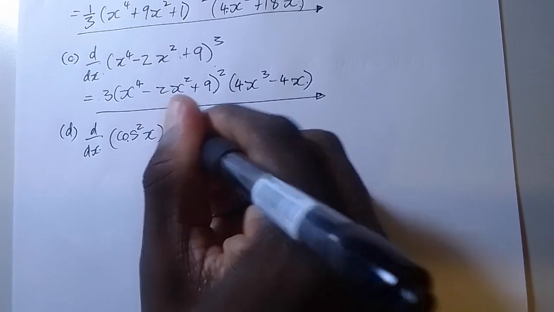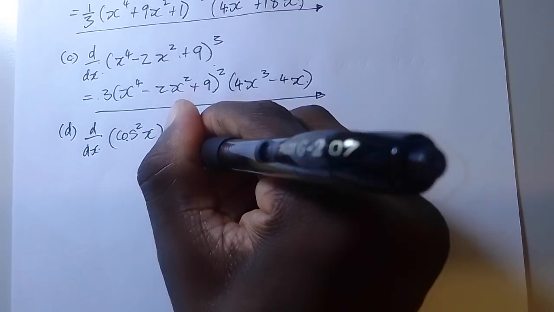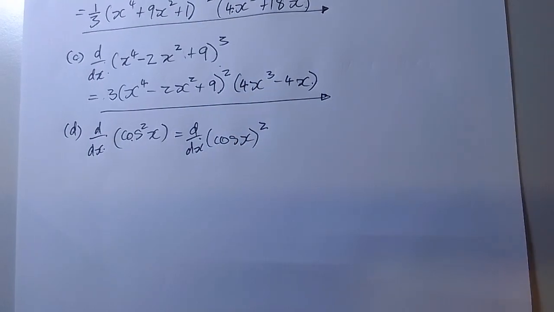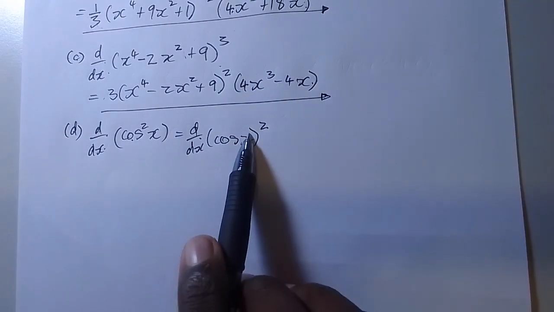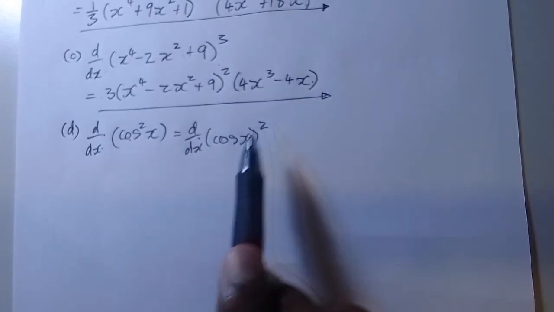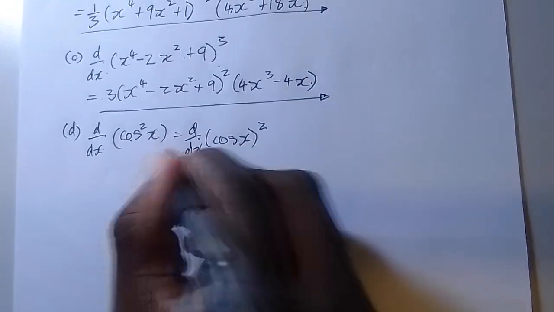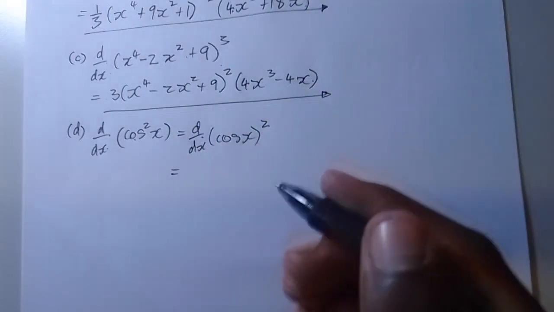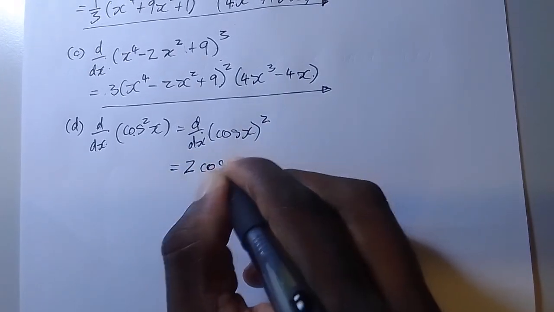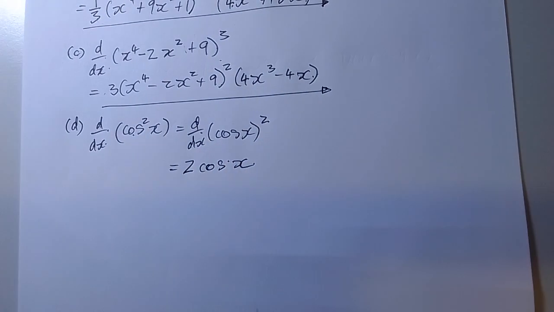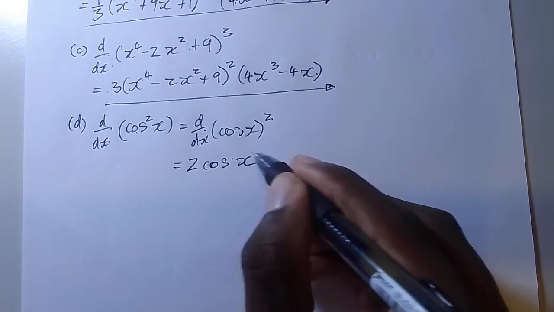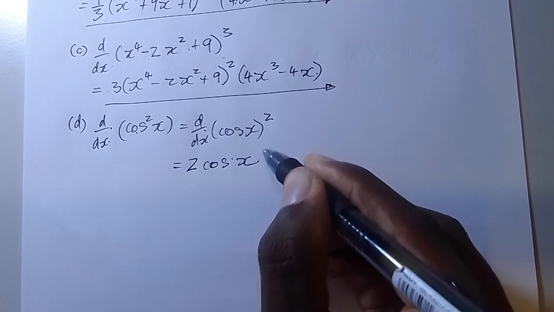You need to remember that cos² x is the same as cos x, all squared. So the inside function is cos x, but the outside function is something squared. If the outside is something squared, we can use the power rule to differentiate the outside, which is just going to be 2 cos x. Why am I not writing the exponent? Because it's 2 cos x to the power of 1 now.